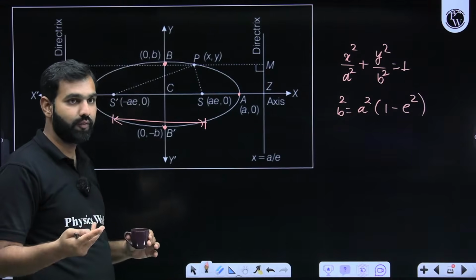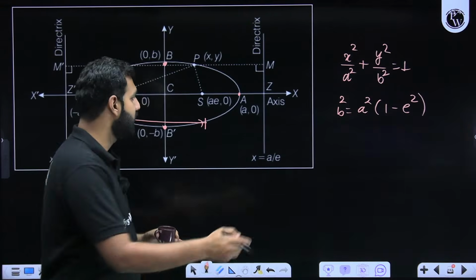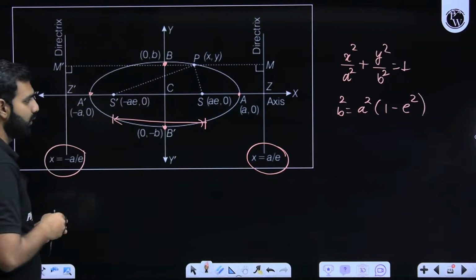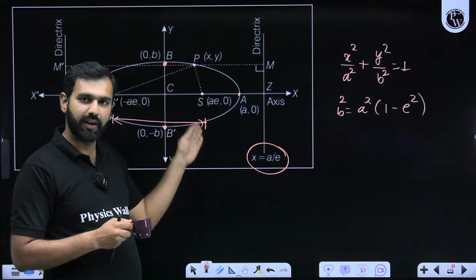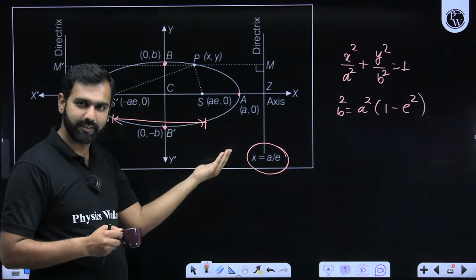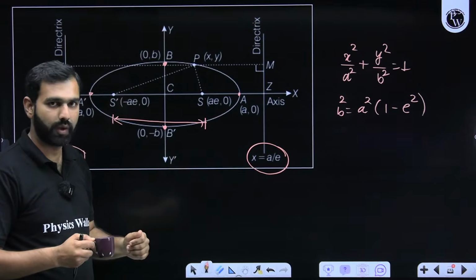For corresponding foci, we have two directrices each. This directrix is x equals a by e. This is x equals minus a by e. So I hope you remember. It also has a latus rectum, a double ordinate passing through the foci, which is perpendicular on the axis, of course, which has the length 4b square upon a. Don't forget that.